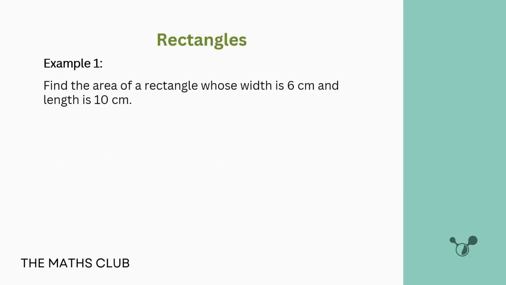Let's see this example. It says that I should find the area of a square whose width is 6 centimeter and length is 10 centimeter. So without making a fuss about this, we can say the area is the length times the width, and that will give us 6 times 10, which will give us 60 centimeter.